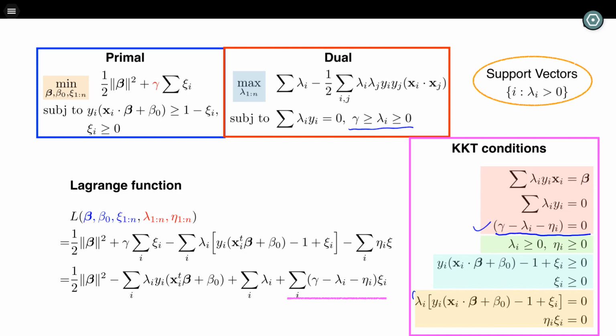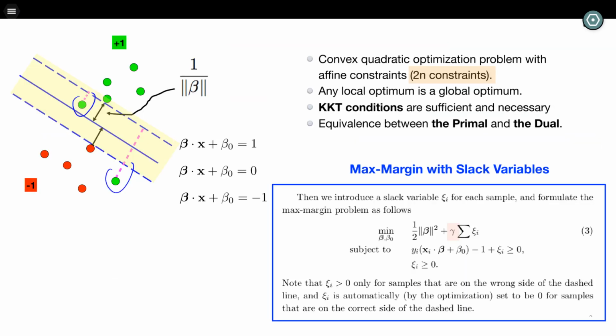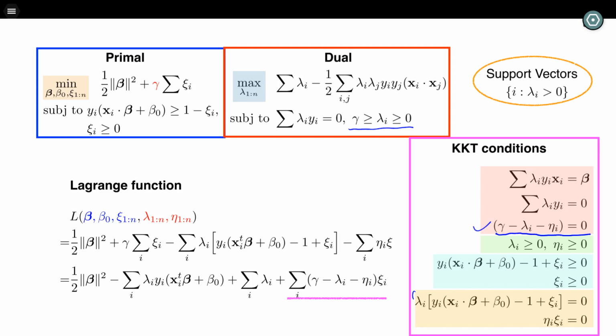Their Kxt i's will be non-zero, but that means their eta i is going to be 0. But that means their lambda i is going to be gamma. So their lambda i's won't be 0. So this is one type of support vectors. Another type of support vectors are the points that are exactly on the dashed line, but that's a similar argument to what we had before.